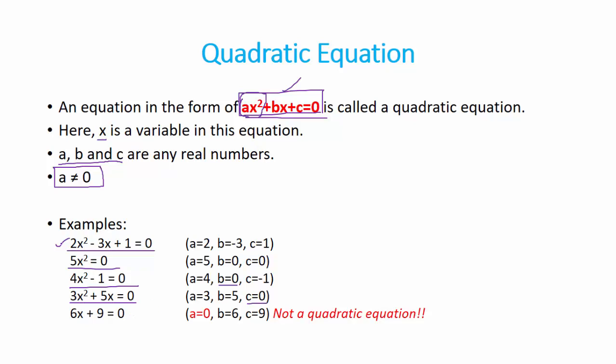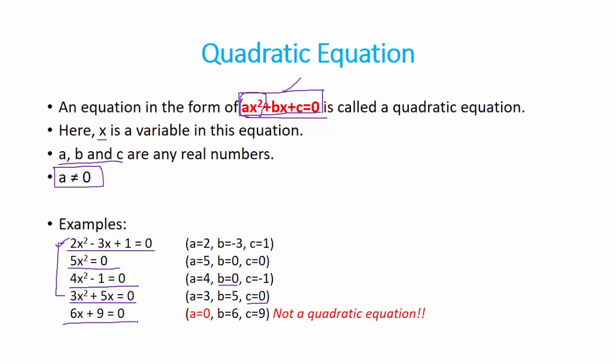So all these equations are examples of quadratic equation of the form ax square plus bx plus c is equal to 0, where b and c can be 0 at the same time or differently, but a should not be equal to 0. In all these equations, a was a non-zero number.